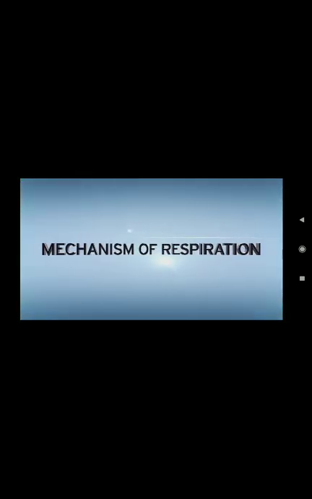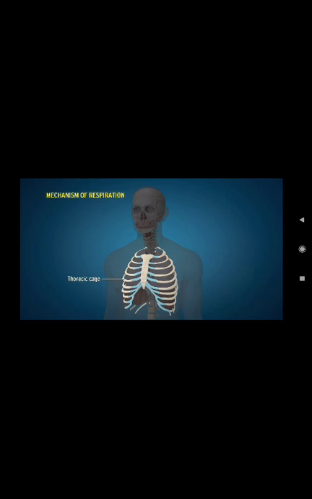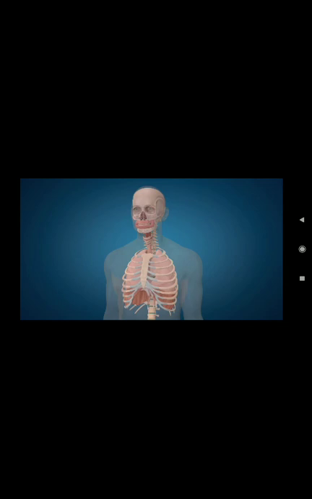Mechanism of respiration. Lungs are enclosed in the thorax region by the thoracic cage and are separated from the abdominal cavity by the diaphragm. During inspiration, the thoracic cage enlarges, leading to expansion of the lungs so that air gets in easily. During expiration, the lungs and thoracic cage decrease in size so that air leaves the lungs easily. This process of normal inspiration and expiration makes up the pulmonary cycle.